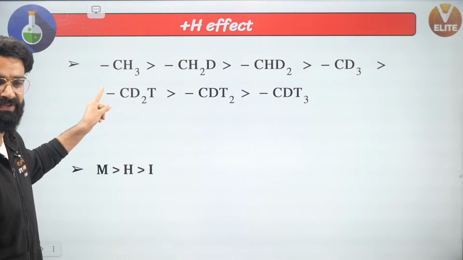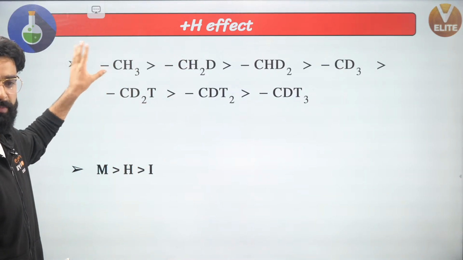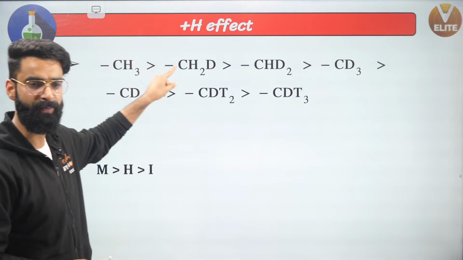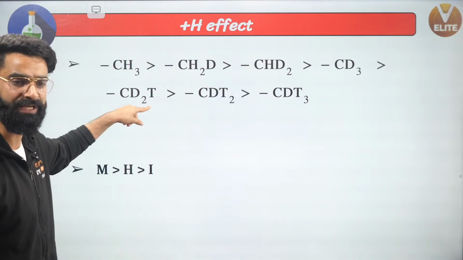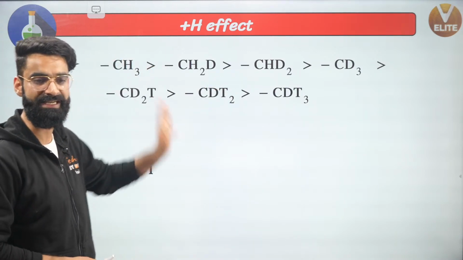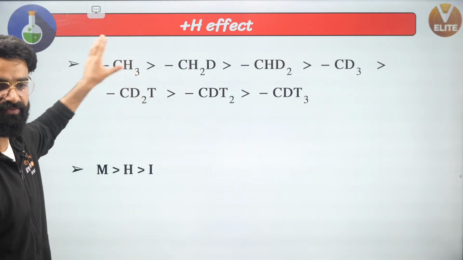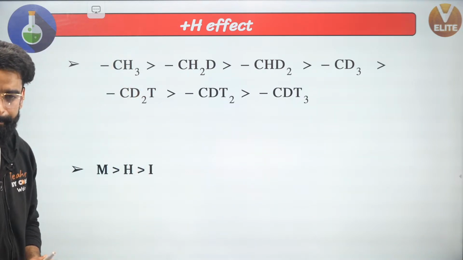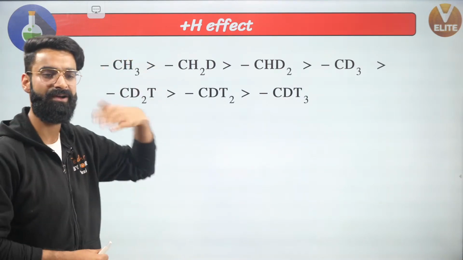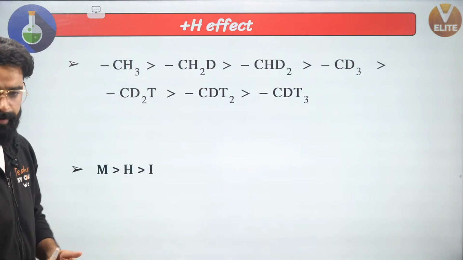I want you guys to remember this series, okay? This CH3 group has got maximum plus H power, followed by CH2D, followed by CHD2, followed by CD3, followed by CD2T, followed by CDT2, followed by CT3, right? This is something which I want you guys to take note of, okay? This is the series of plus H, and I'm going to apply this series right here in some time, okay?